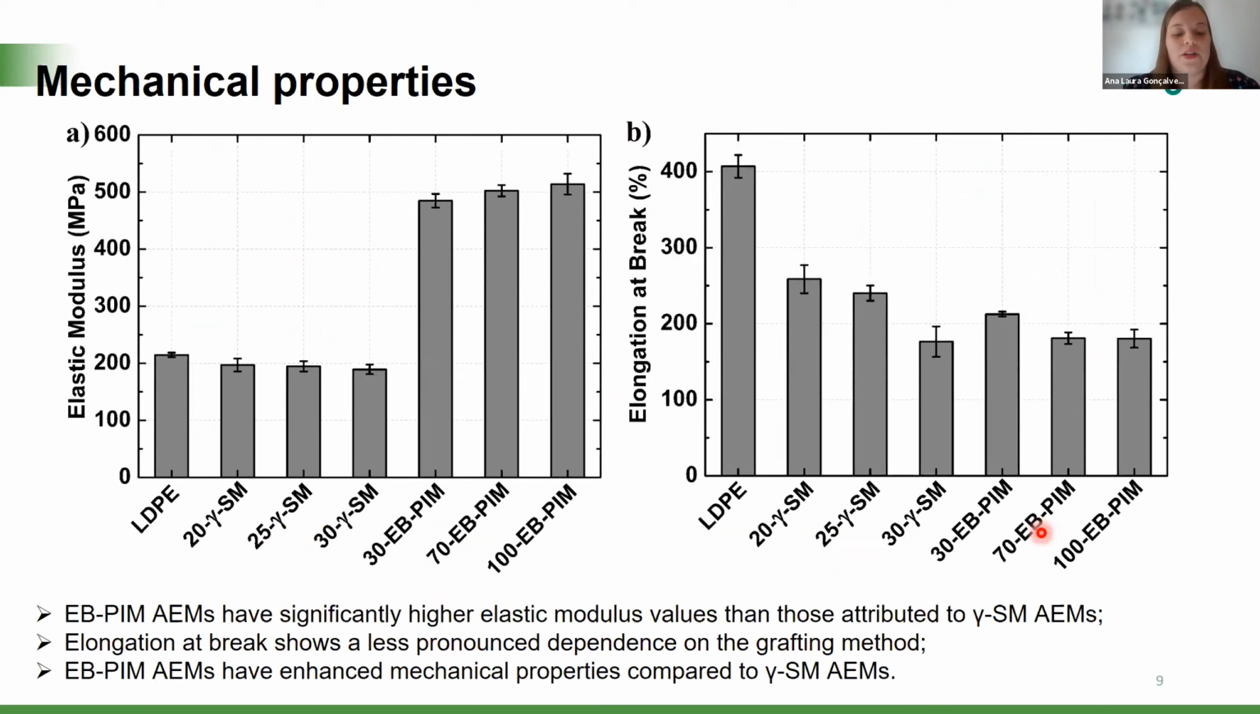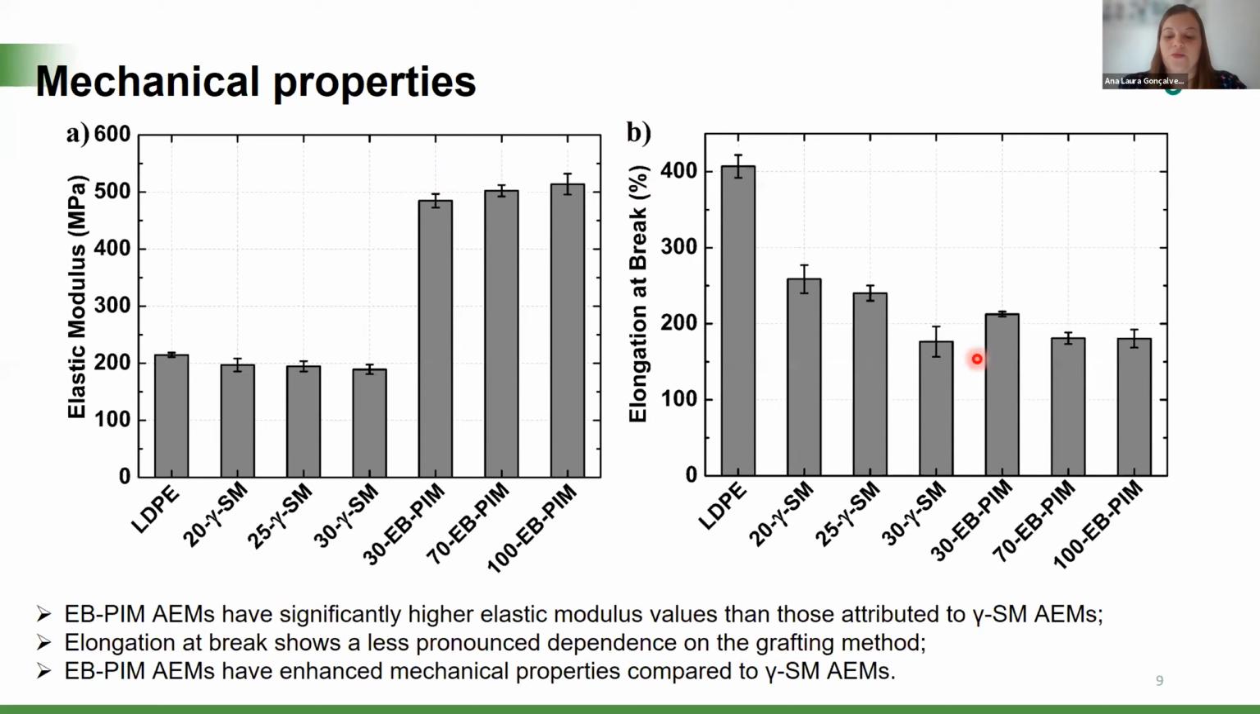We also performed a tensile stress test to evaluate the mechanical properties of the membranes. When we compare the AEMs, anion-exchange membranes, synthesized by the two different methods, it's possible to observe that the PIM ones, the pre-irradiated ones, have significantly higher elastic modulus than the ones synthesized by the simultaneous method. Such a higher elastic modulus is consistent with the preferential cross-link reaction in the LDPE backbone in these samples, which reinforces the structure of the polymer.